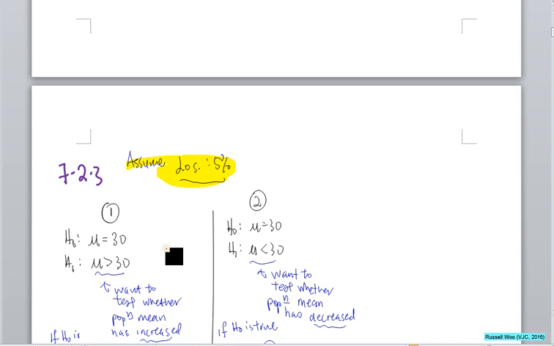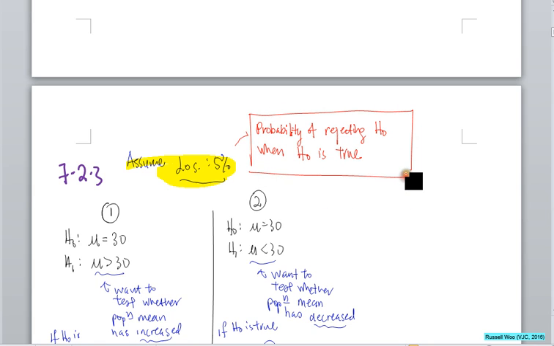So now I'm going to say 5% is the probability of rejecting H0 when H0 is true. Follow so far? 5%, or rather in this case, level of significance, is the probability of rejecting H0 when H0 is true.